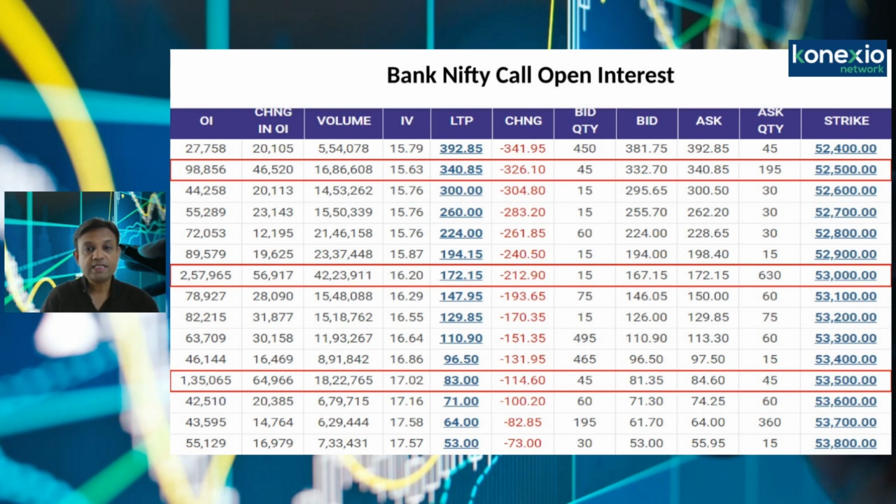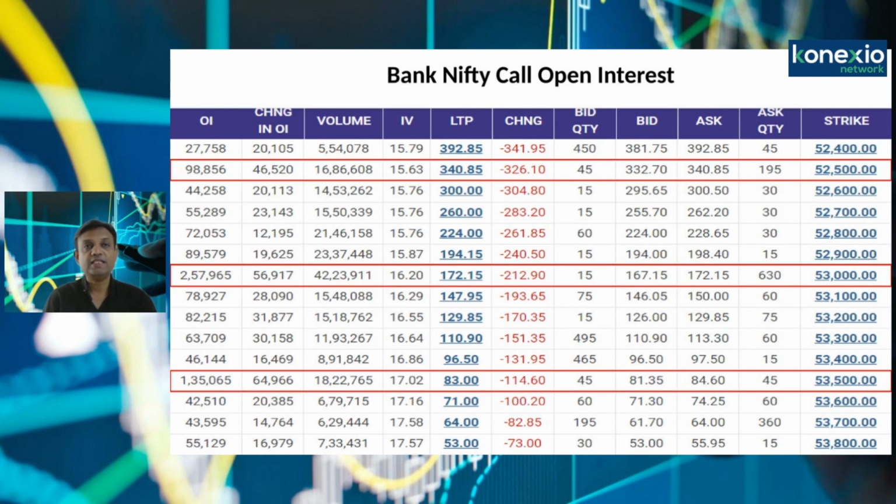So on immediate basis, as I said, 52,200 could act as an immediate resistance. Looking at this particular data, 53,000 would be the strongest resistance at this juncture. So if it breaks those levels, then there are chances that Bank Nifty might rally further, maybe towards the level of 53,500 to 53,700 odd mark.